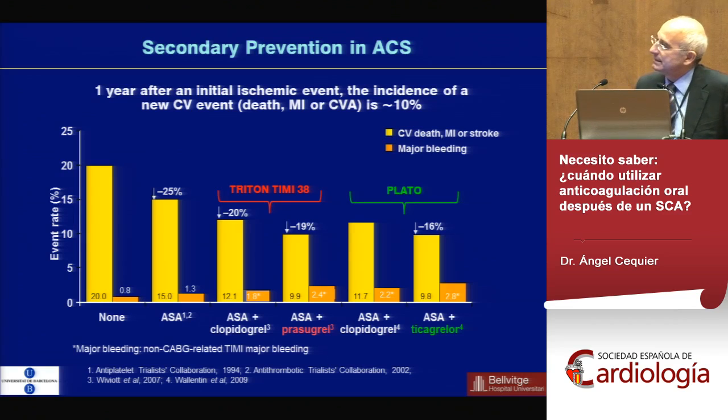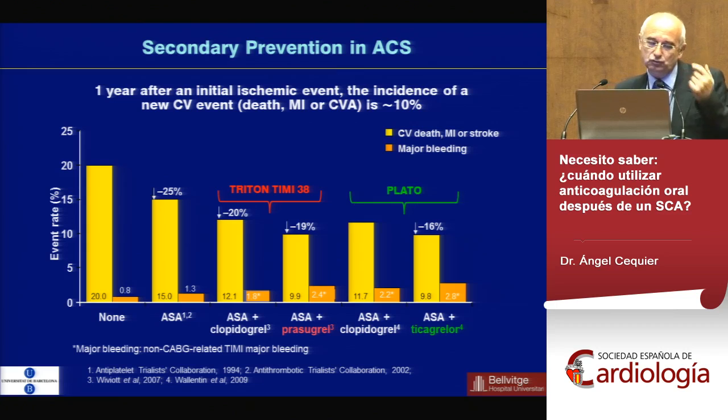Esta diapositiva indica las tasas de eventos isquémicos al año de haber presentado un síndrome coronario agudo, pero referidos a los estudios más antiguos que evaluaron aspirina y clopidogrel con respecto a la aspirina, hubo una reducción, y en los estudios más recientes, aspirina más prasugrel, el Triton, una reducción significativa con respecto al grupo control, y también en el PLATO, el ticagrelor más aspirina con respecto al grupo control. Sin embargo, la mortalidad es de un 10%.